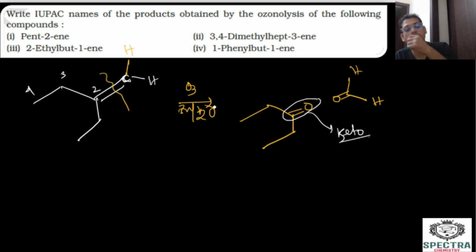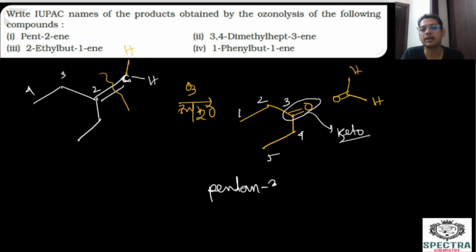So we have to number them in a way that the functional group gets the lowest locant number. So how to do it? 1, 2, 3, 4, 5. If you go from the opposite direction you get the same position, so no need to worry. So it will be named pentan-3-one.